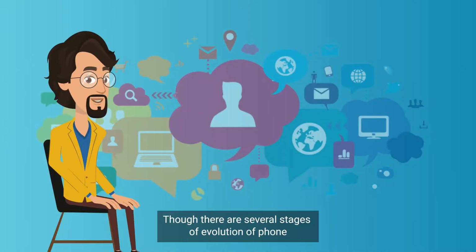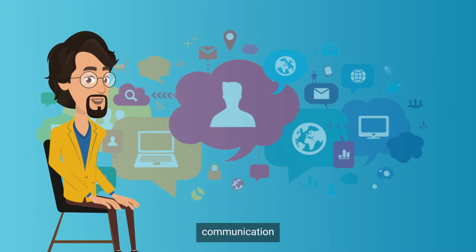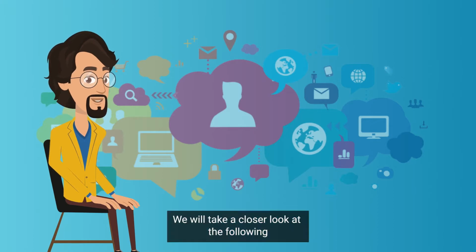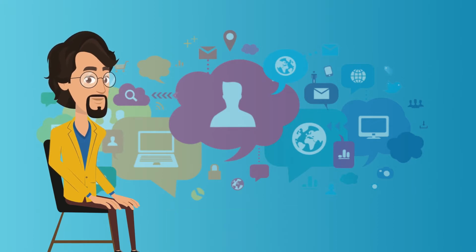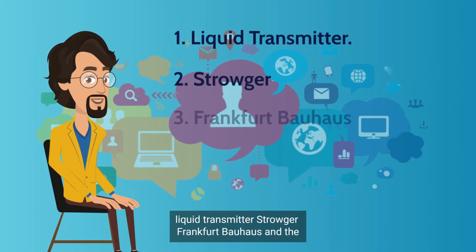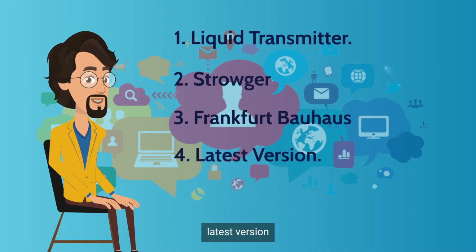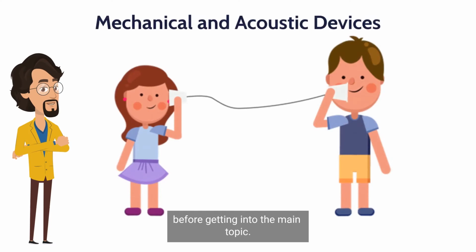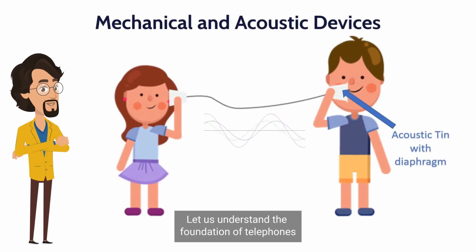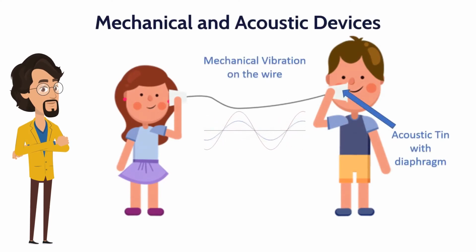There are several stages of evolution of phone communication. In today's video we will take a closer look at the following: liquid transmitter, Strowger, Frankfurt Bauhaus, and the latest version. Before getting into the main topic, let us understand the foundation of telephones.